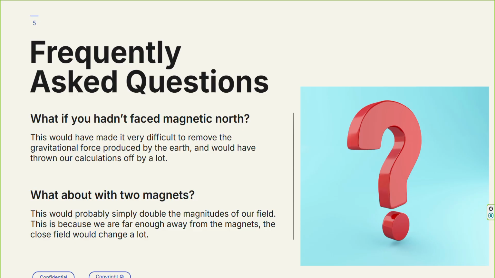Now, what if we had two magnets next to each other, or kind of in line, I think is what the exact question was about. This would just double the magnitudes of the magnetic field, but it wouldn't change any of the directions because we are far away from the magnets. It would change the magnetic field close to the magnets, but because we're far away from them, basically all it does is double the magnetic field.